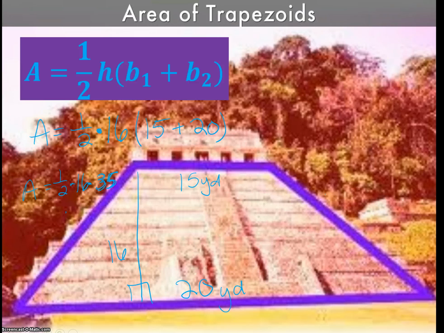Now how many got 16 times 35 in your head? Yeah, me neither. But I can do half of 16 in my head. Half of 16 is 8. And then 8 times 35 is a lot easier for me to do. 8 times 5 is 40, so I drop my 0, carry my 4. 8 times 3 is 24 plus 4. Then it's 280, label yards squared, or square yards. Wonderful.